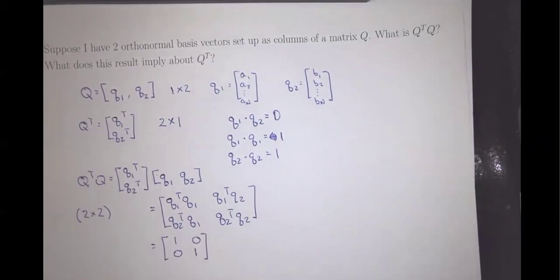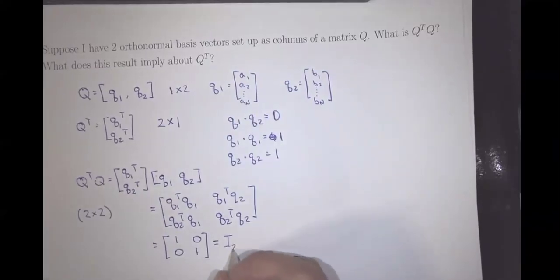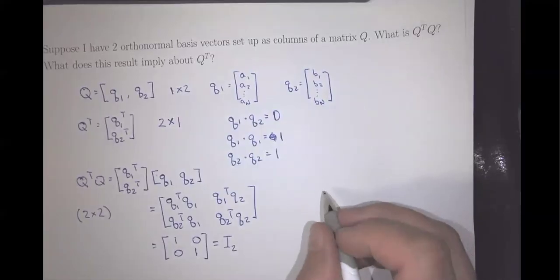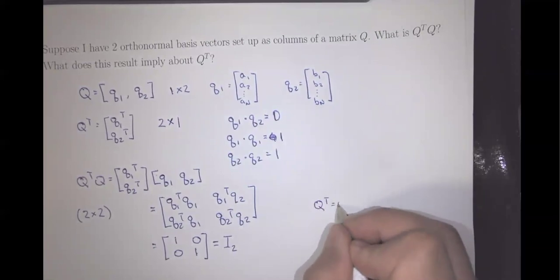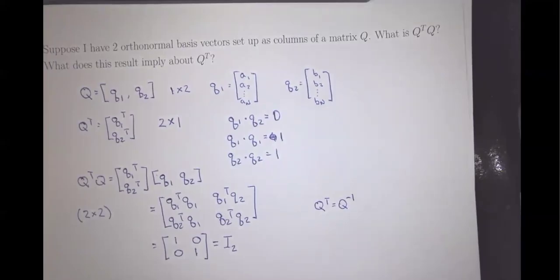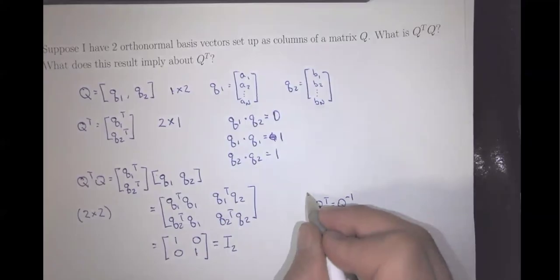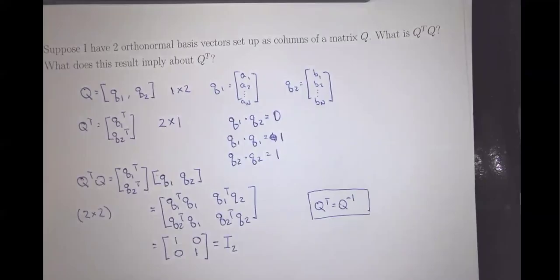And so what we end up with is the 2 by 2 identity matrix. And so Q transpose has to be the inverse of Q because their product gives us the identity matrix. And that's true in general. If we have two orthonormal basis vectors set up as columns in a matrix, the product of the transpose of the matrix with the original matrix gives us the identity matrix.